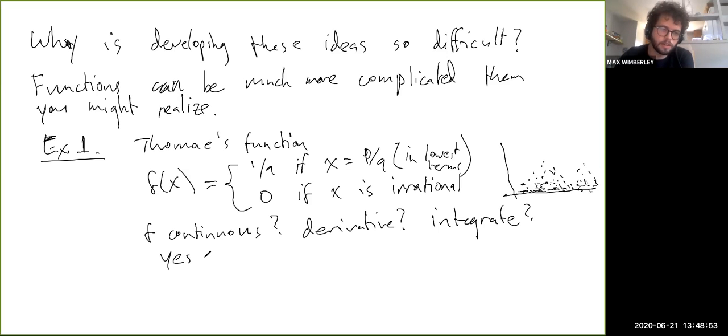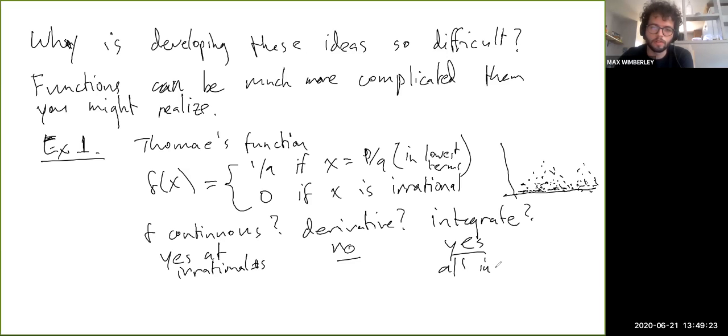And I will tell you, actually, f is continuous at irrational points. It is discontinuous at every rational number, but it's continuous at every irrational input value. So that might be surprising. f does not have a derivative anywhere, and f is actually integrable.